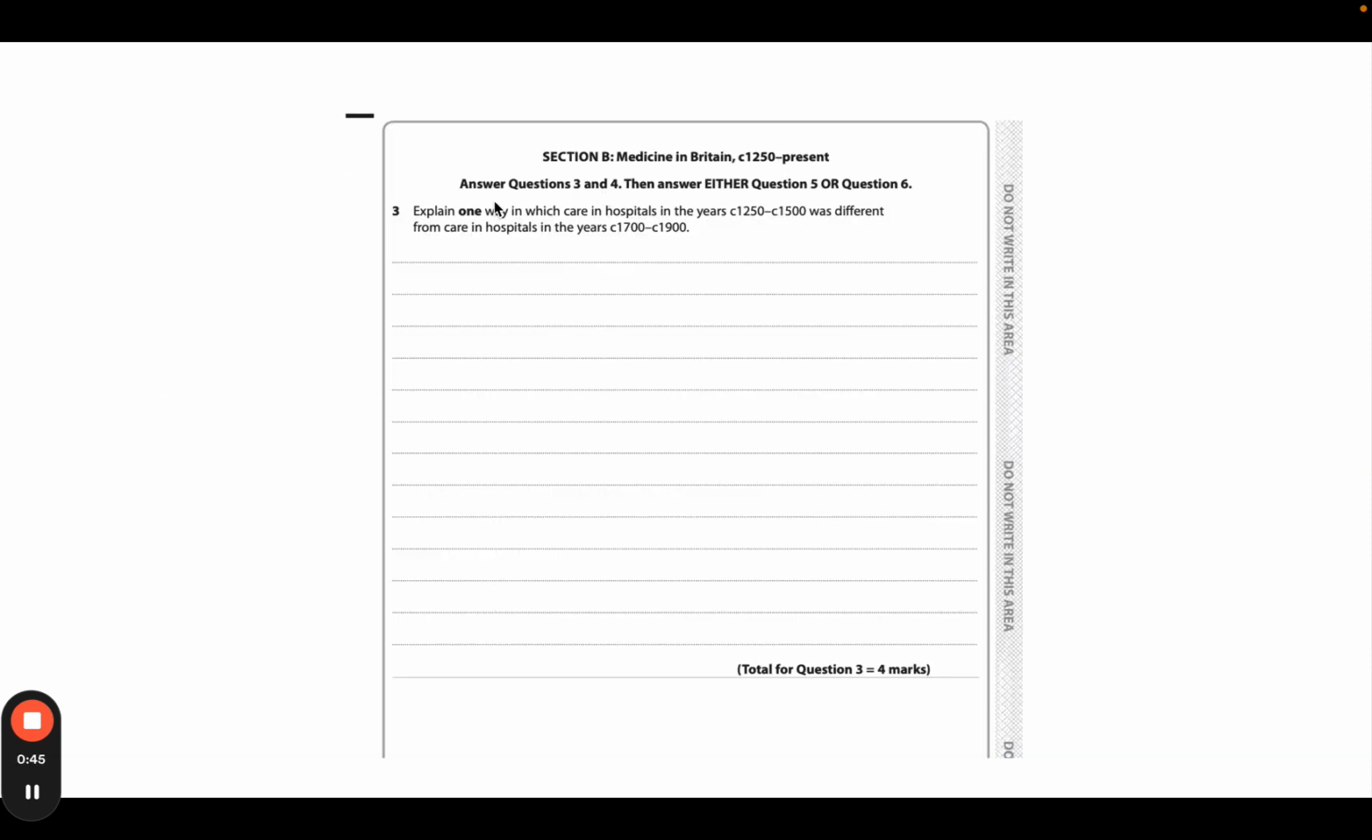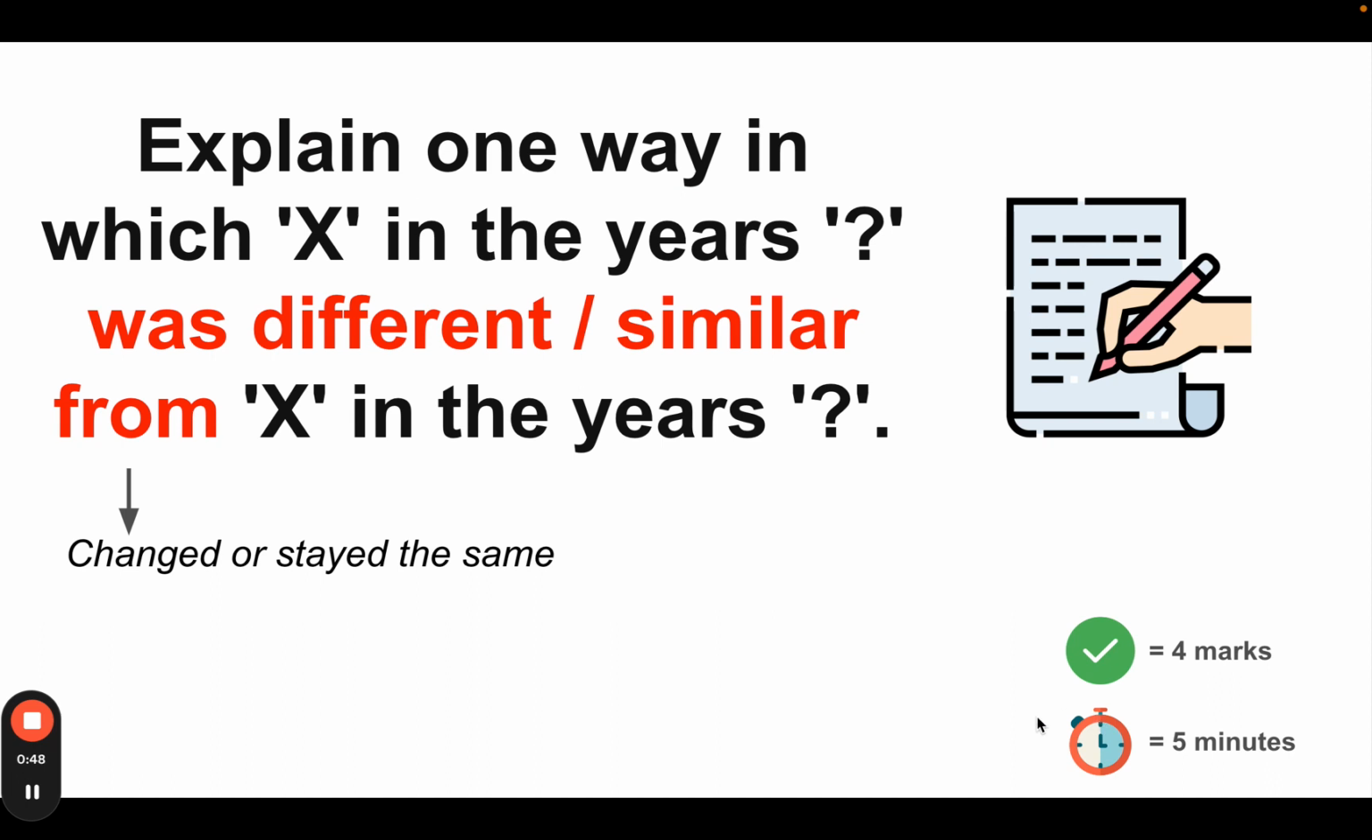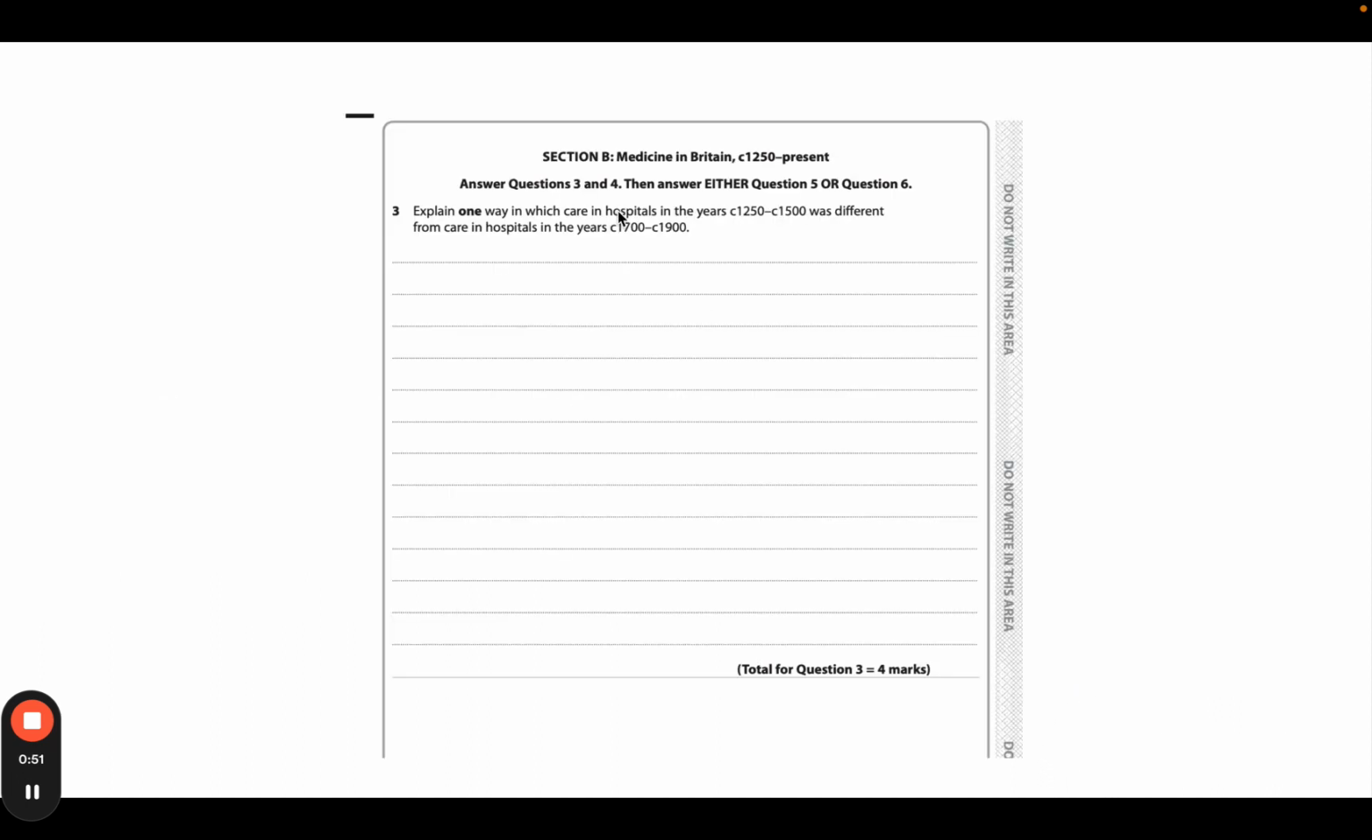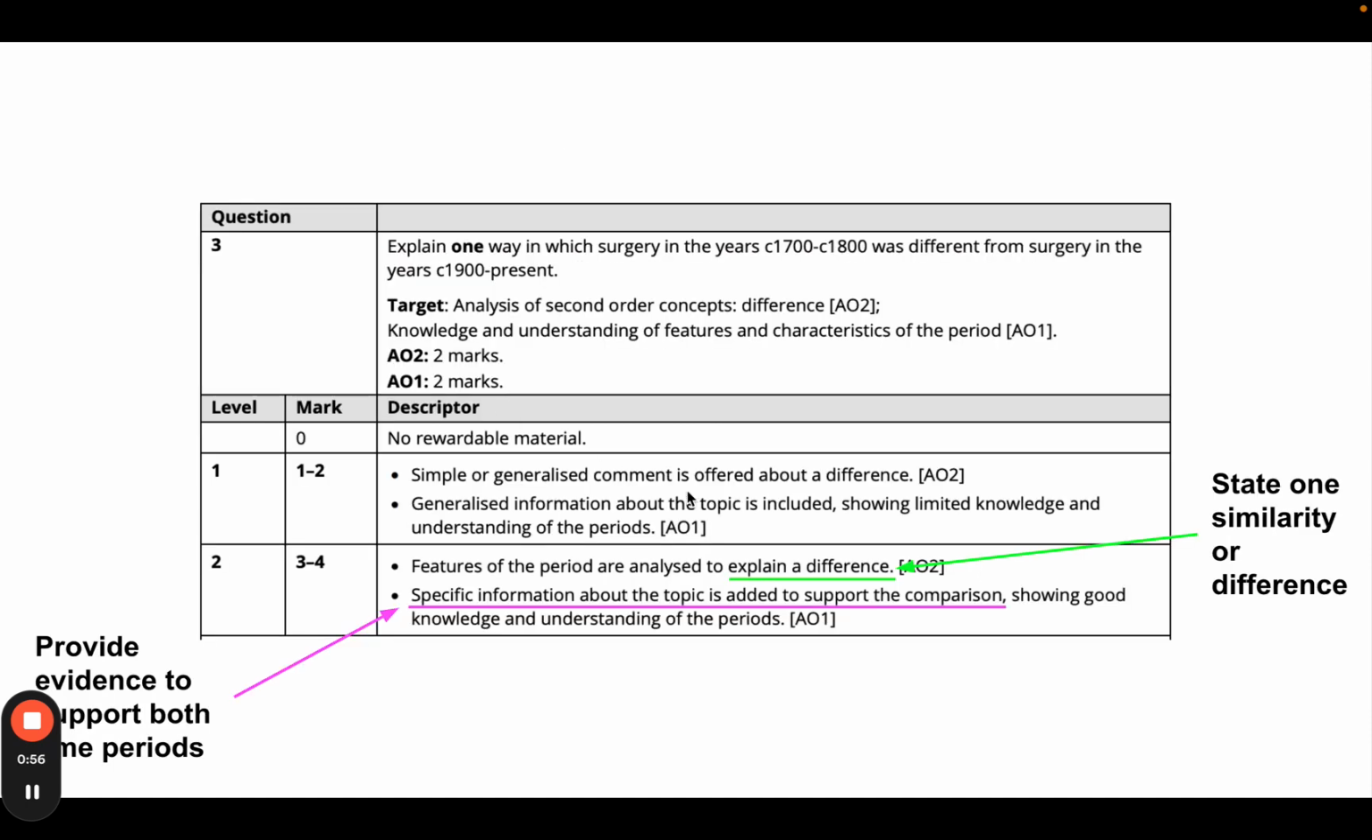Now, with all 4 mark questions, you will have 5 minutes or under to answer them, and once again, it doesn't expect you to write a lot here. And when we look at the mark scheme, what we're going to need to write is providing a difference, which is stating either a similarity or a difference based on the question. It could be either state one similarity or state one difference. And then you're going to need to provide specific information about the topic to support the comparison. So basically you're going to want to provide evidence and explanations of both time periods to support your answer.